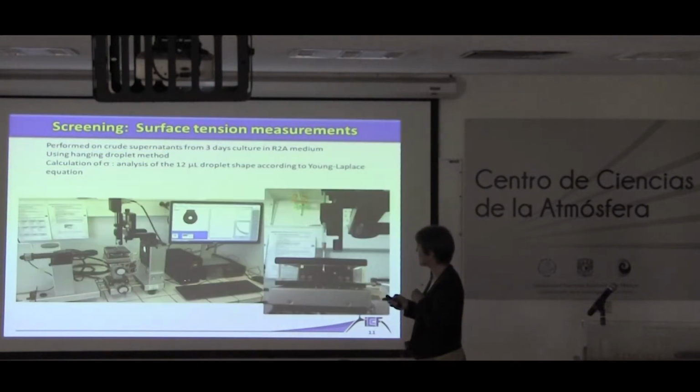So how do we proceed? We are going to measure directly the surface tension with this apparatus. Maybe you know it. So what is the principle? You grow the cell, then you collect the supernatant, so just the culture medium, and then you measure surface tension.